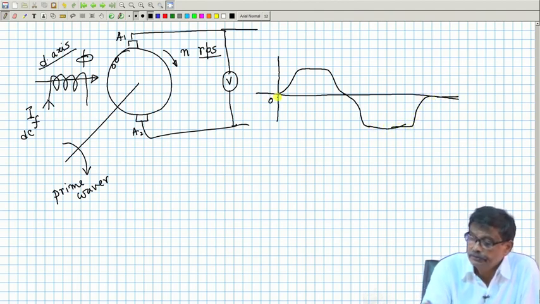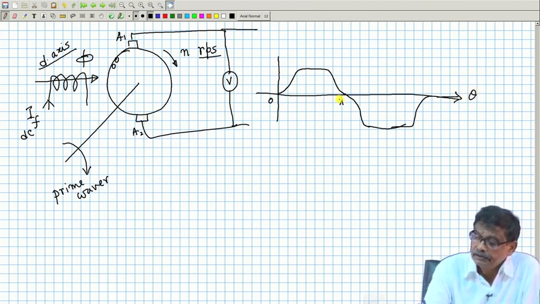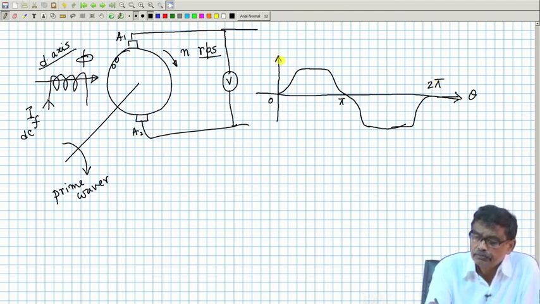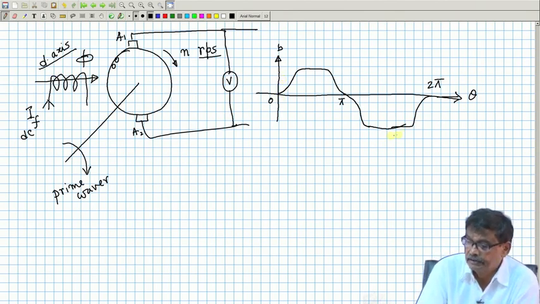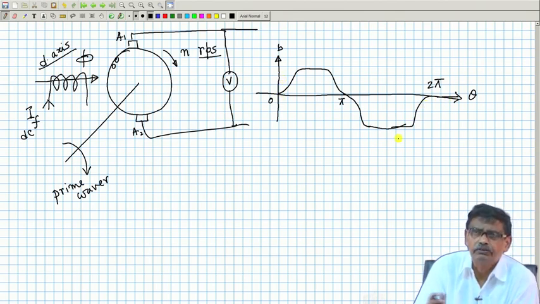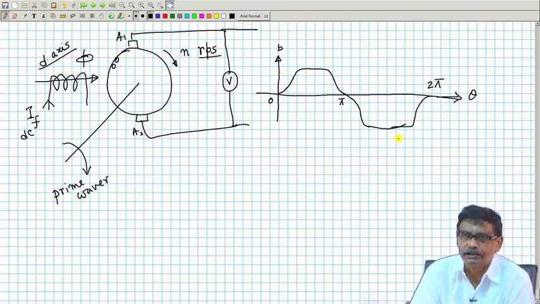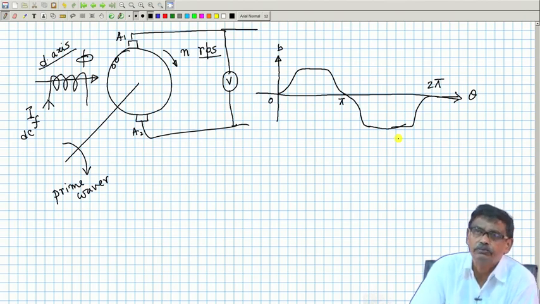Okay, this is 0, this is space angle theta, this is pi, this is 2 pi, and lines of force entering into the stator is suppose south pole. Anyway, B distribution, and this field pattern need not be sinusoidal, because here my intention is not to get a very nice sine wave voltage. Whatever will be the nature of this B, that will be the nature of the induced voltage in the coil.